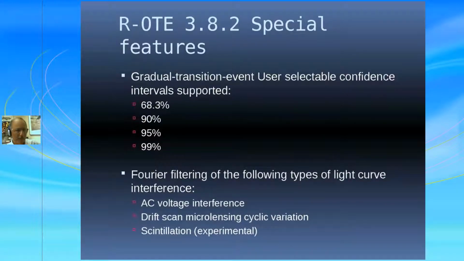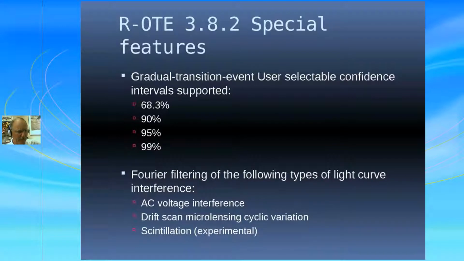A couple of special features. Steve Preston requested that we have more user selectable confidence intervals in the error bars, and that's been implemented for gradual transitions. You can select 4 different error bar levels. It's still not available in R OTE for square waves, which is a little more complicated. And for square waves, we only use 90% error bars.